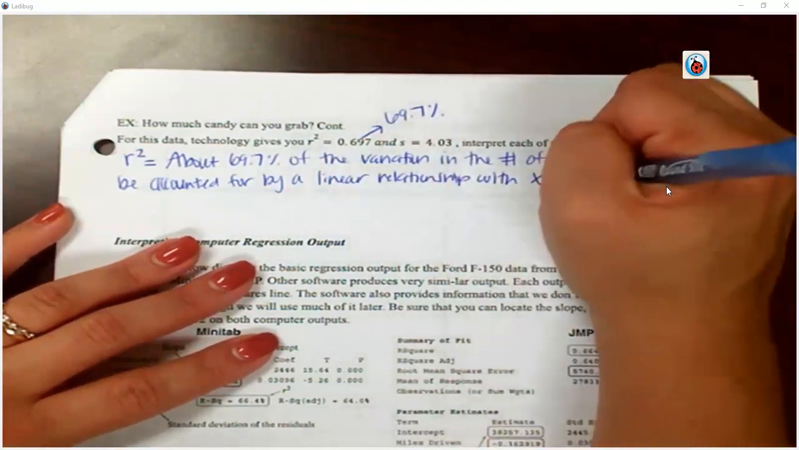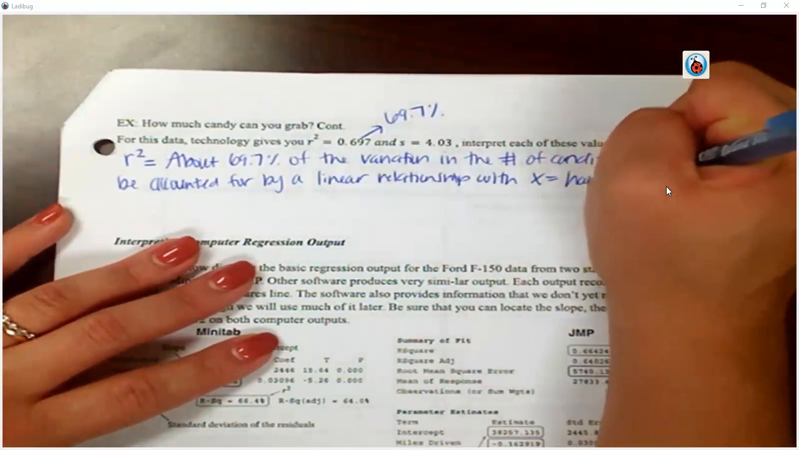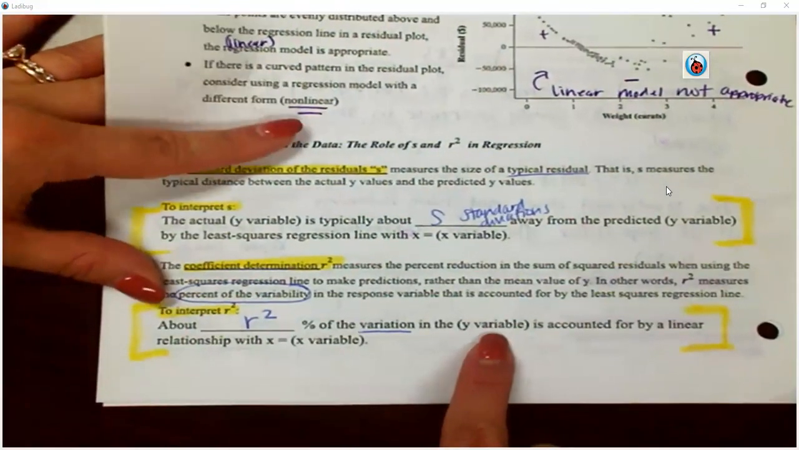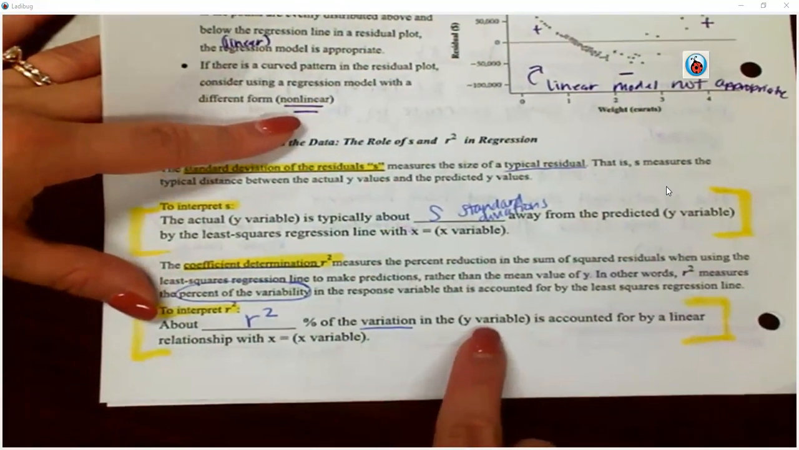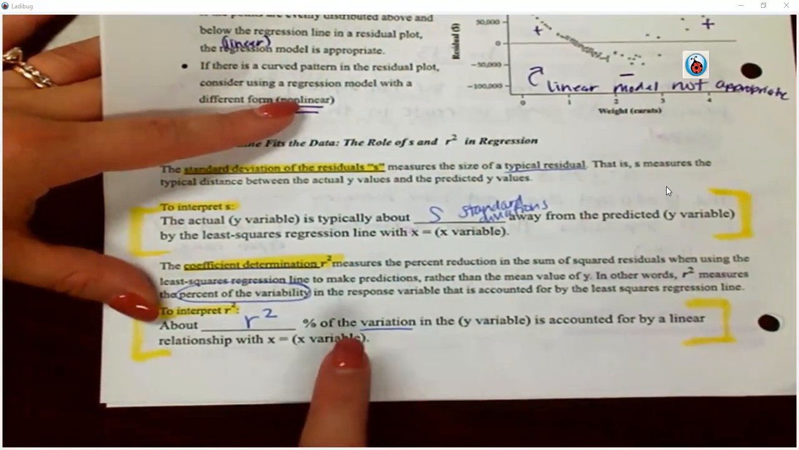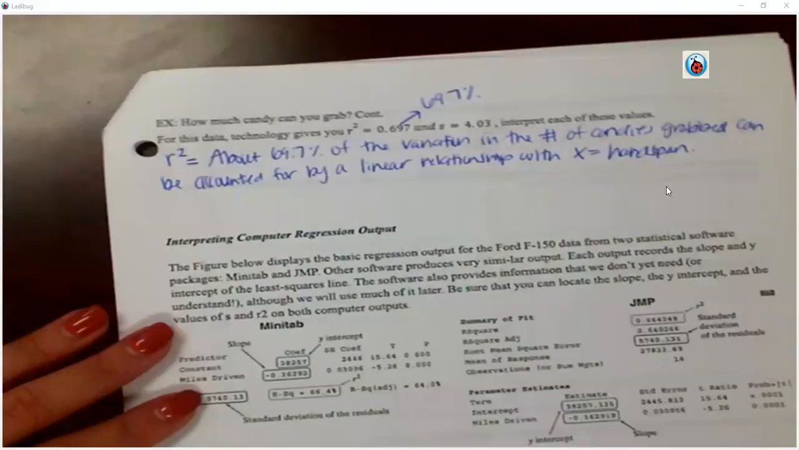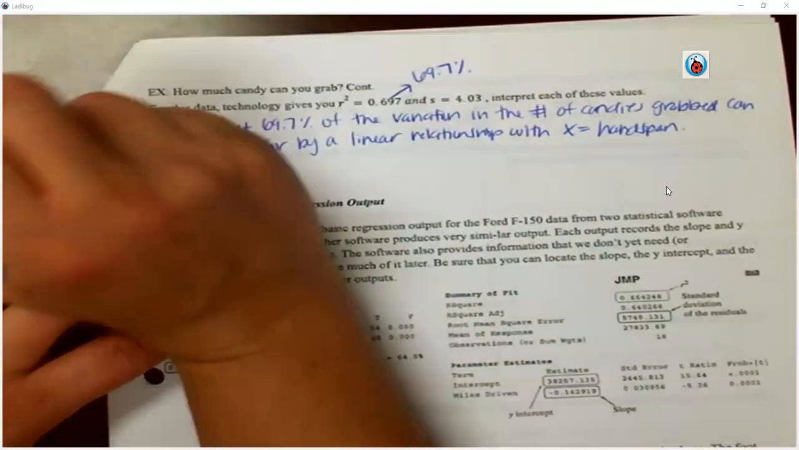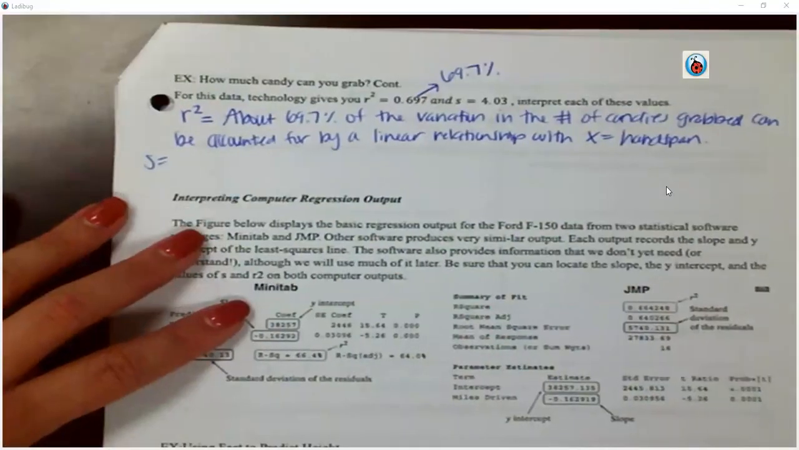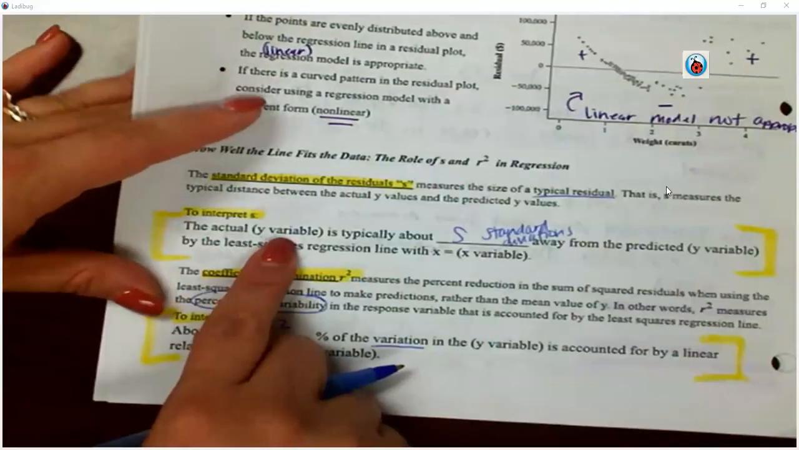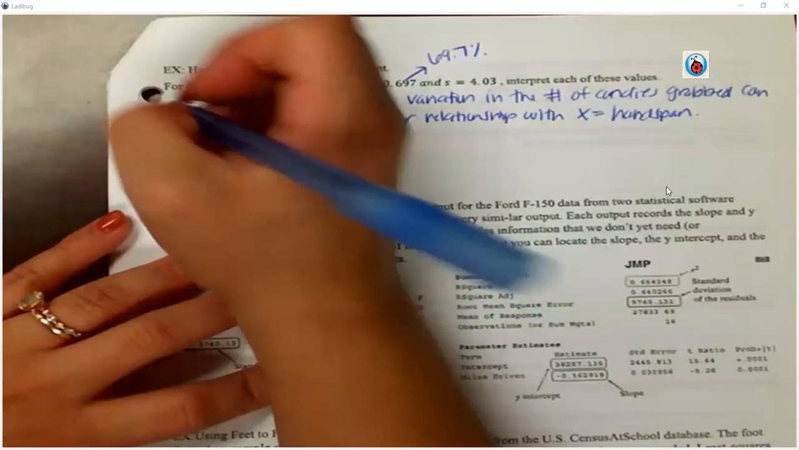Or X equals handspan. Okay, so notice once again, all I'm doing is using this template, plugging in my BS for the Y variable, which was number of candies grabbed, and my X variable, which was the hand span in centimeters. Now my S, which is 4.03, starts off with, using this template, the actual number of candies grabbed.